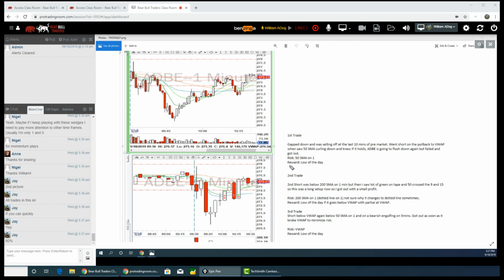Second trade. Second short was short below the 200 on the 1, but when I saw a lot of green on the tape and the 50 cross 9:50, this was a long setup now, so I got out with a small profit. Risk 200, not sure why it changed to a dotted line sometimes. Risk 200 SMA on the 1, dotted line.